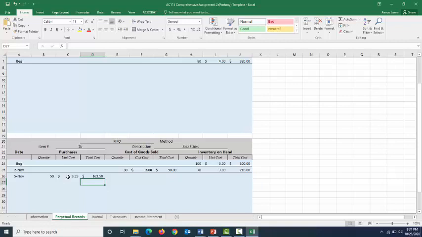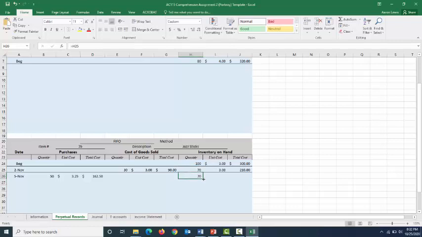We're using the FIFO method, which means we need to layer. We can't just merge all our inventory together. We need to know what's our oldest layer, what's our newest layer, because we're always assuming that we're selling the oldest layer first. So what we're going to do is bring down what we had. We had 70 pairs in inventory that had a cost of $3 a piece before this transaction.